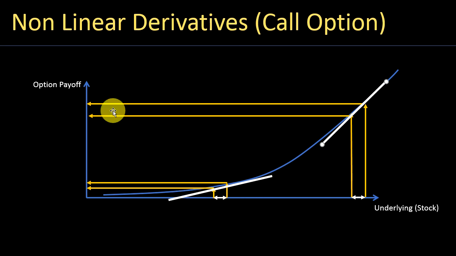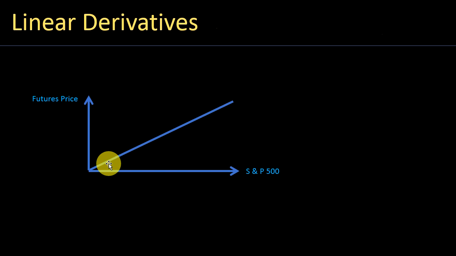The change in an option's value compared to the change in the underlying is called the delta of an option. In other words, for a nonlinear derivative, in this case a call option, the delta of the option keeps changing as the value of the underlying changes. Now for a linear derivative, the delta is constant, because it's just the same slope. It's a straight line. Whether you're here or here or here doesn't matter.